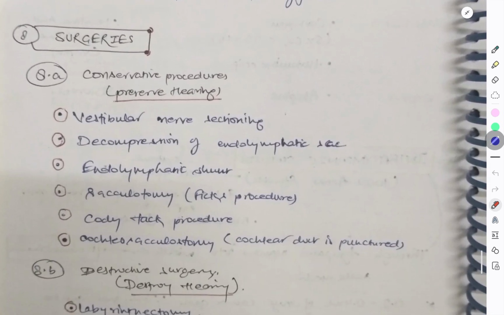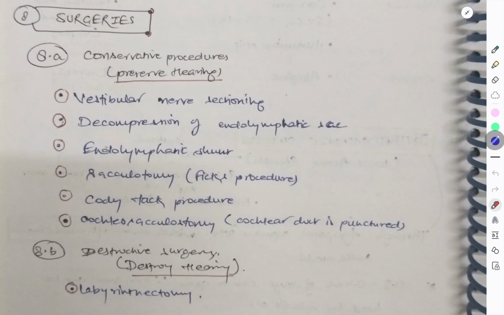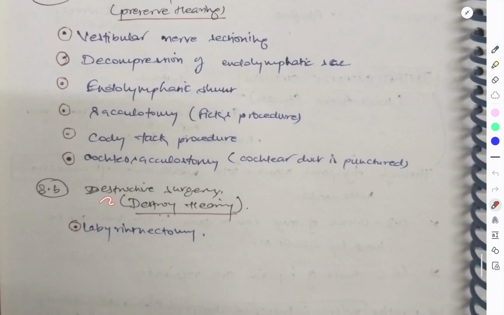Then we have to go for the surgeries. To name a few, we have conservative procedures that will preserve hearing, or destructive surgeries that destroy the hearing. In conservative procedures, we have vestibular nerve sectioning, decompression of the endolymphatic sac, endolymphatic shunt can be done, sacculotomy, that is the Fick procedure, Cody procedure can be done, and cochleosacculotomy, where the cochlear duct is punctured to reduce the pressure. So this is the conservative procedure. Here the hearing is preserved, and in complicated cases we have to go for destructive surgery, that is labyrinthectomy.